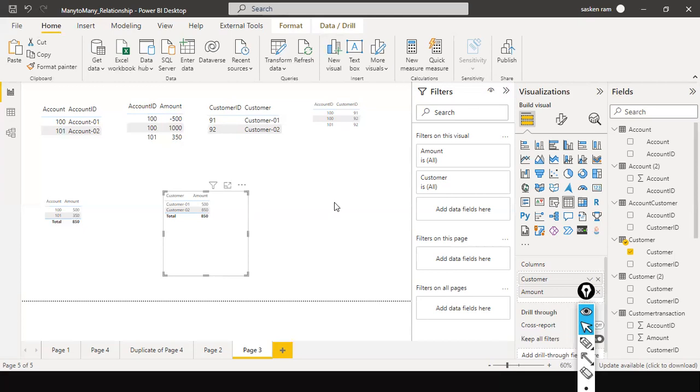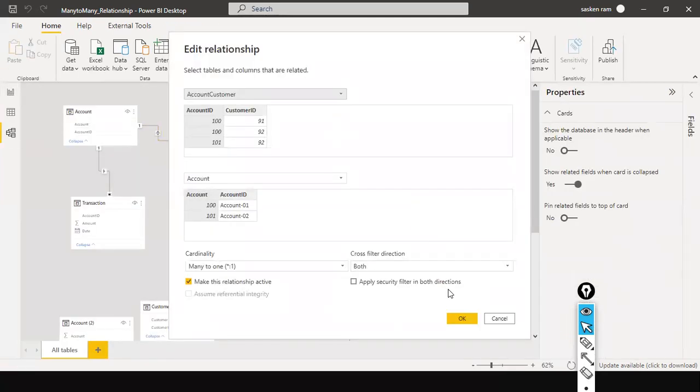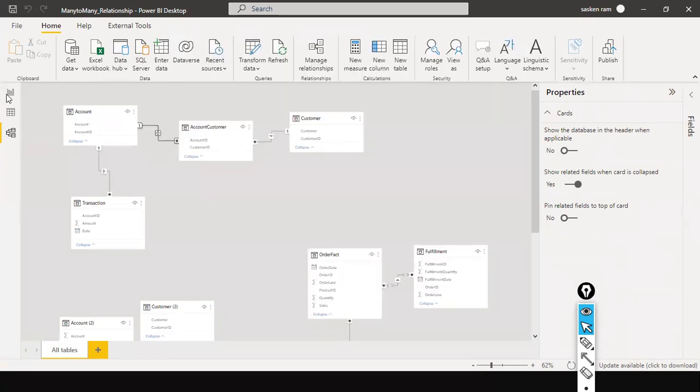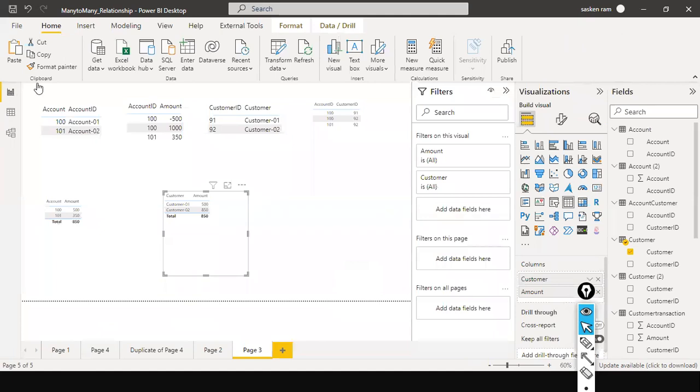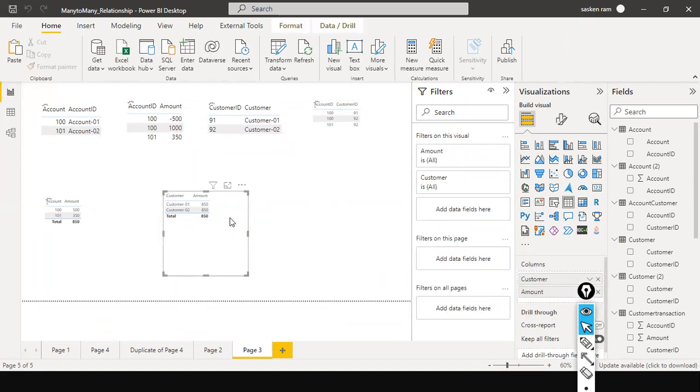Okay, it is displaying it correctly, right? So, customer one. What I will do, see here, I did the bidirectional relationship. I just make it unidirectional here. Look here, it is not showing the correct value.